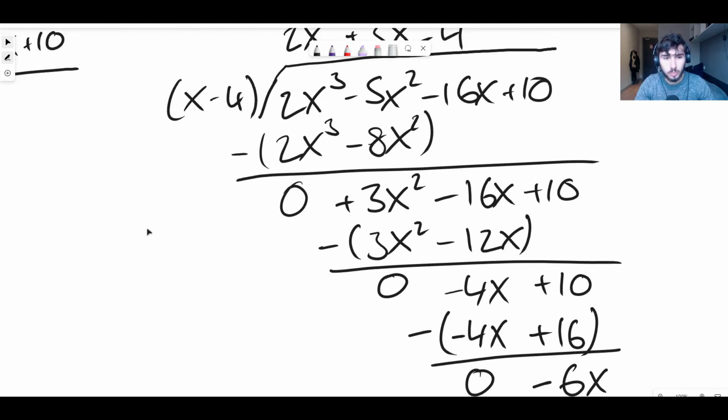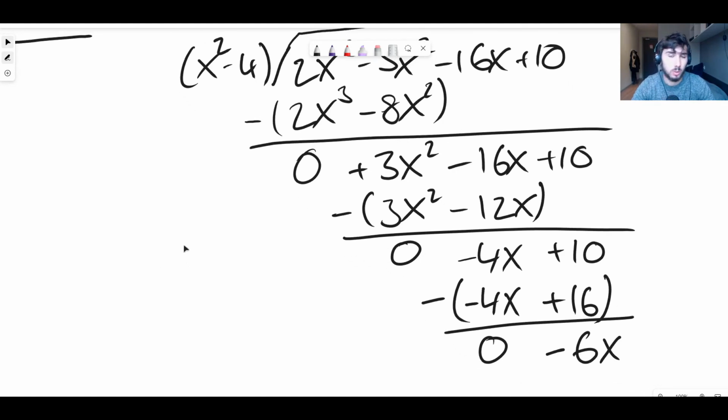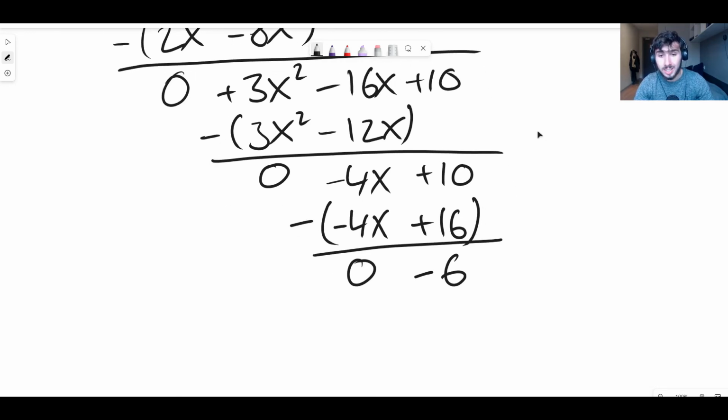That's when you stop. If you were dividing by x squared minus 4, then you would have to stop when you get to the x term, not the constant or the x to the 0, okay? So you stop when you get to, I need to also rub off that minus 6x, that's just a minus 6. You stop when you get to a lower order power than what you're dividing by. So all that means is that basically we're done.